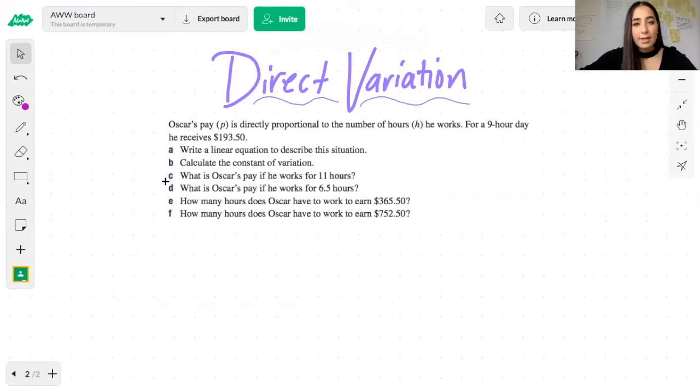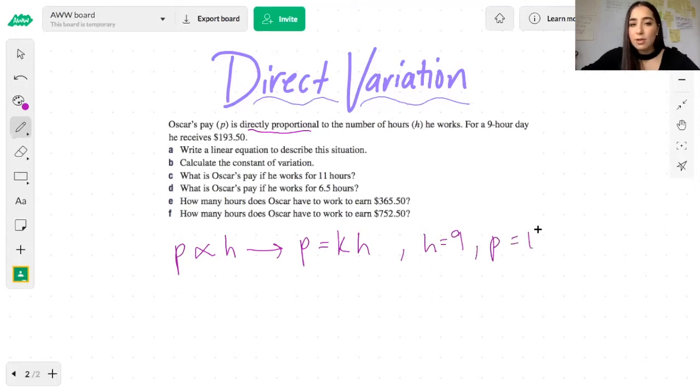Okay, so let's have a look at another question that involves direct variation, but this is perhaps more of an application type of question. It reads that Oscar's pay, which is represented by the letter P, is directly proportional to the number of hours he works. So P is directly proportional to H. If we want to rewrite this with an equal sign, we need our constant of proportionality. Then it says that for a 9-hour day, he receives $193.50. So when he works 9 hours, meaning H equals 9, his pay P is 193.5.